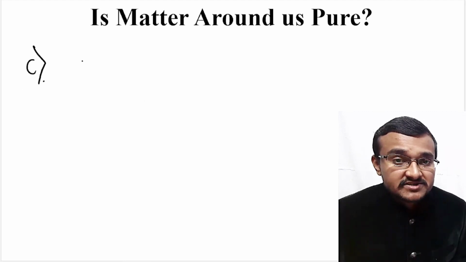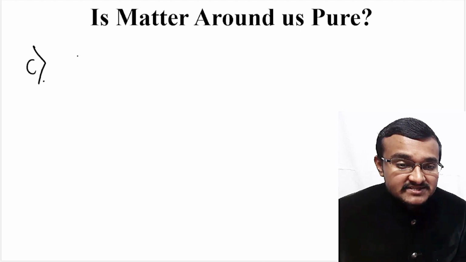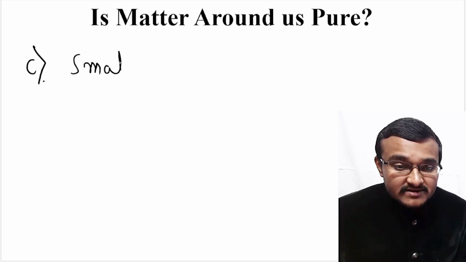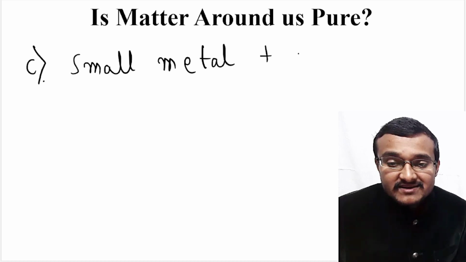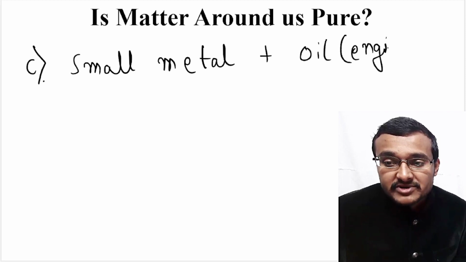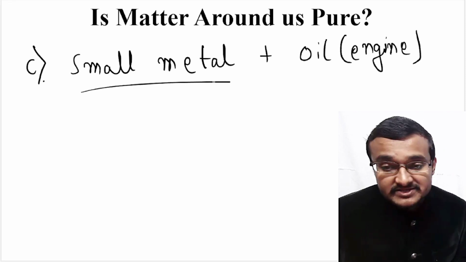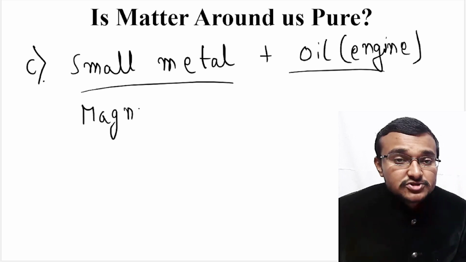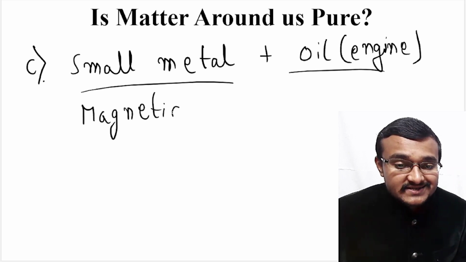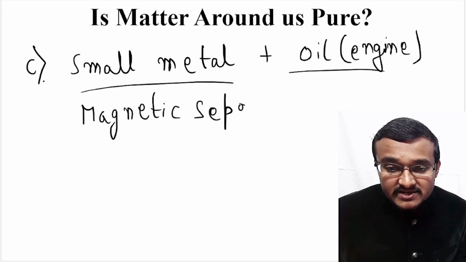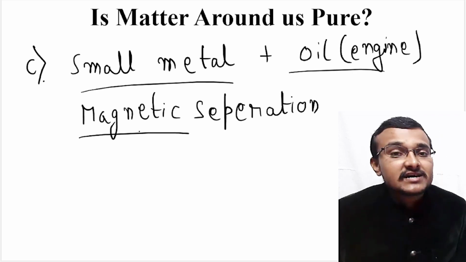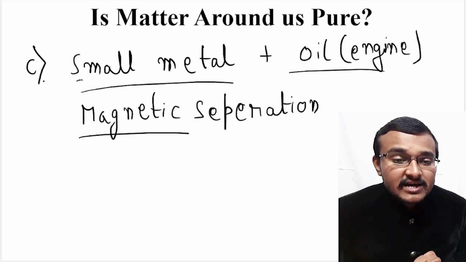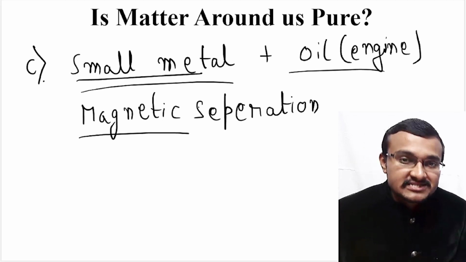Coming to the third mixture, in the C question, they have asked about small pieces of metal. Small pieces of metal are mixed in oil, especially engine oil. How will you separate these small metal pieces which have got mixed in oil? The method you can use here is the magnetic separation method, where you use a strong magnetic field to attract the small metal pieces from the engine oil.